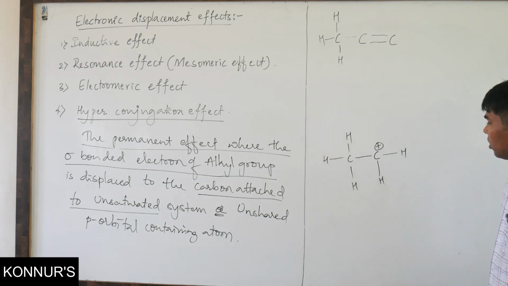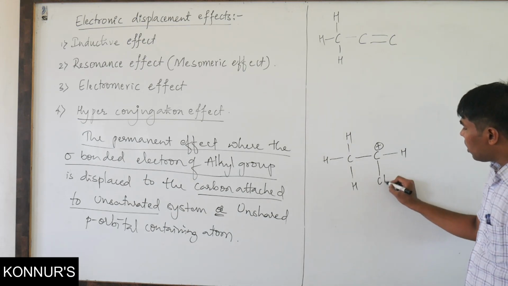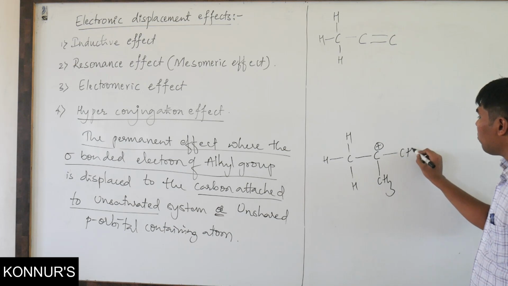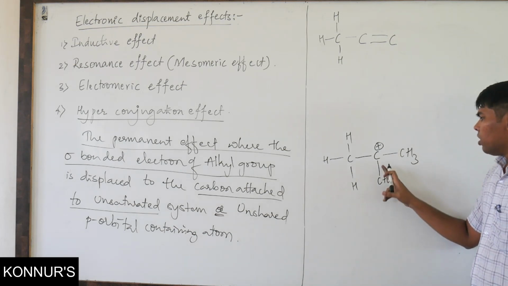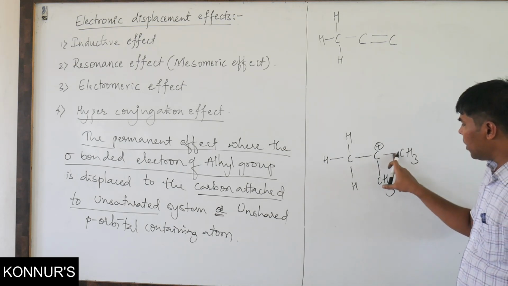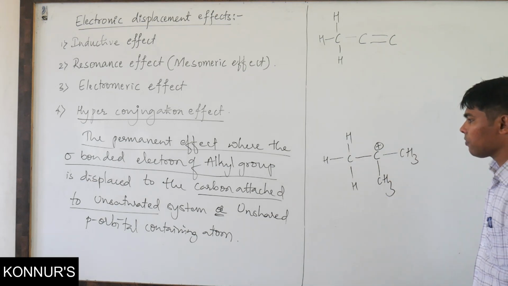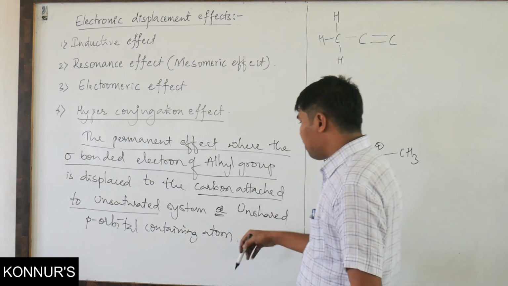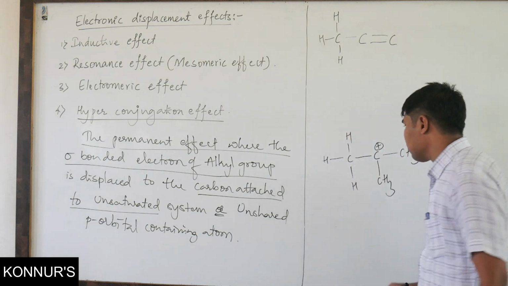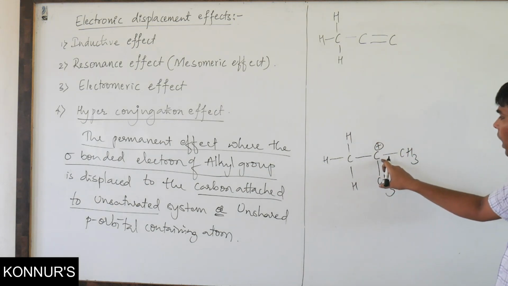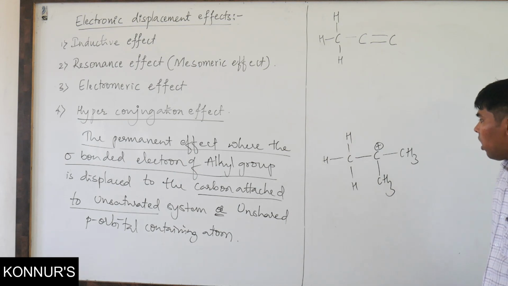Okay. So what happens? Let us suppose here also we put one more alkyl group, here also one more alkyl group. So this carbon has 3 bonds, sp2, and 1 p is deficient. Now, this is an unshared p orbital containing atom. This is the carbon which contains the unshared p orbital.